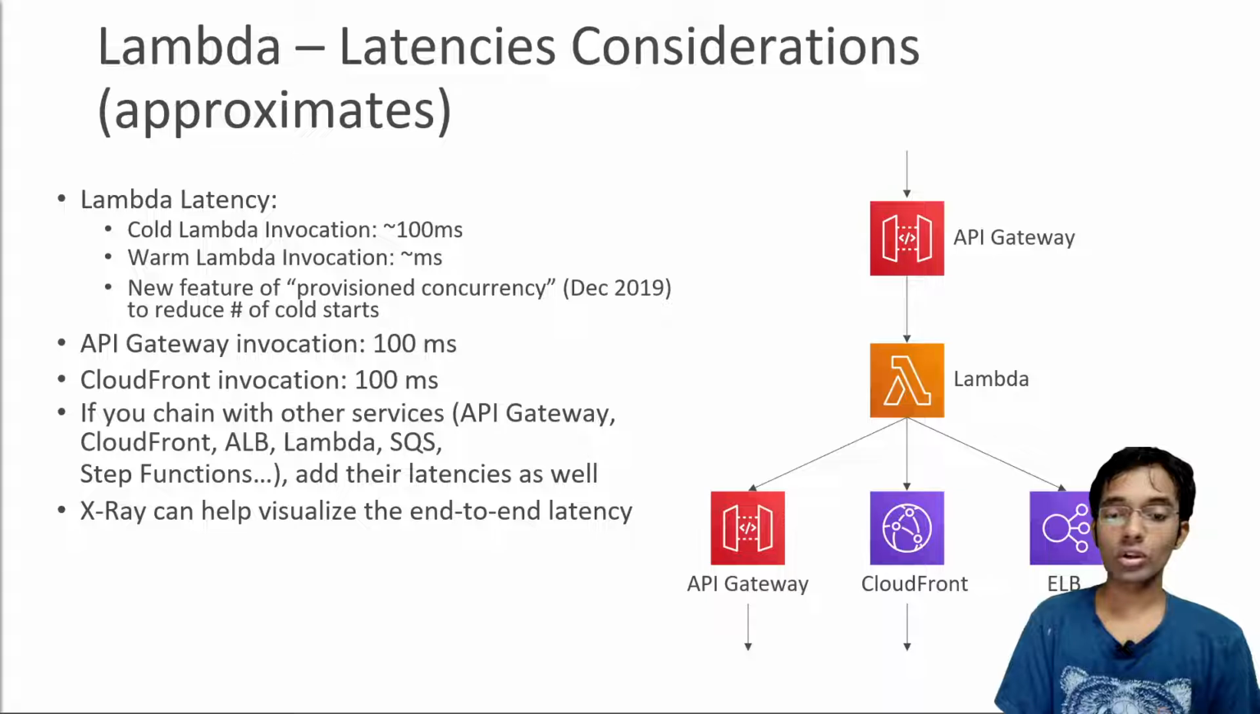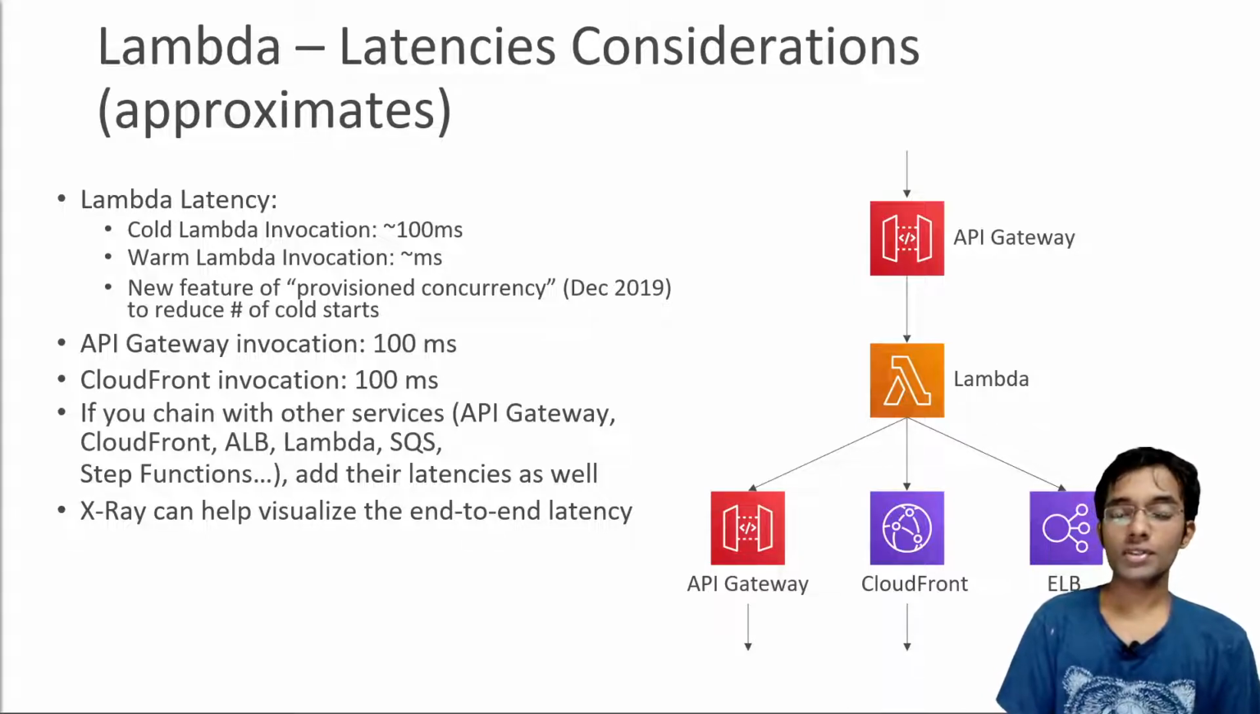So a cold Lambda invocation, that means when your Lambda is not already started and not already warm, will cost you about 100 milliseconds, and these are approximate. So if you have different numbers, it's just to illustrate a point. Okay, if your Lambda is already warm, though, that means that it's already invoked once and the Lambda container is already ready, then it's just a matter of milliseconds.